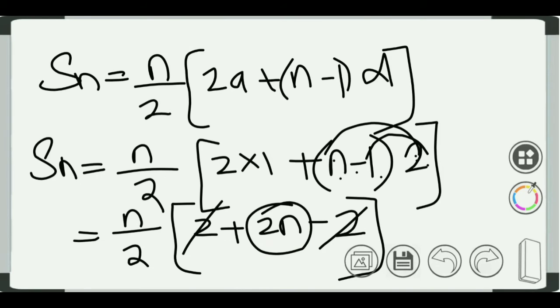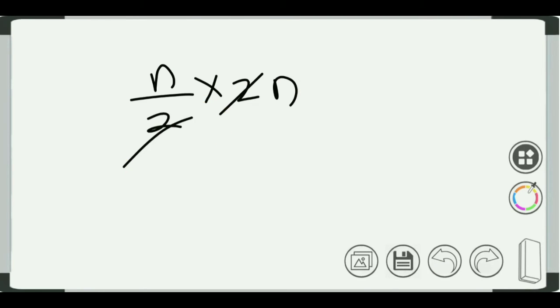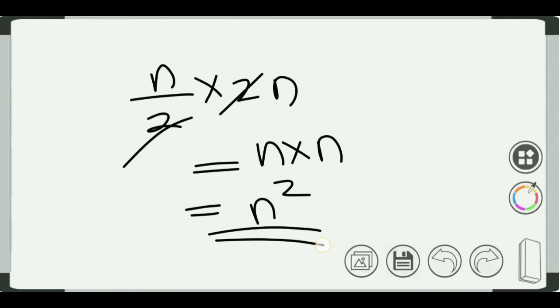What is n by 2 into 2n? See, n by 2 into 2n. 2 got cancelled. What is remaining? n into n, which is equal to n square. This is your answer. Sum of first n terms of an AP is n square if you substitute the value of a as 1, d as 2.